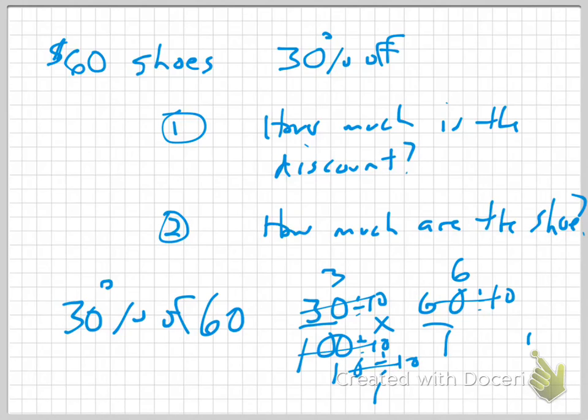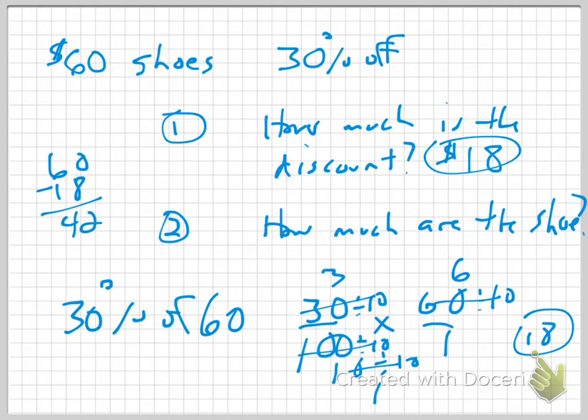3 times 6 is 18. What is 18? $18 off. If that's the discount, $18 is how much off it is. How much are the shoes now? You subtract it from the original 60. 60 minus 18 is 42. The shoes now cost $42.